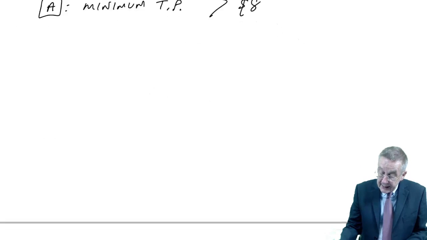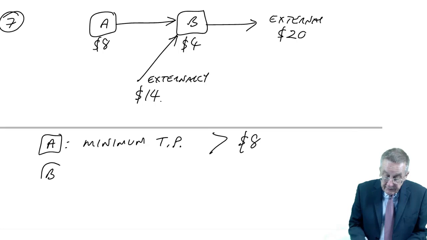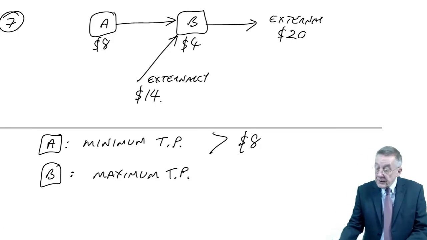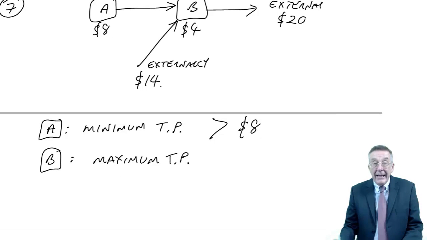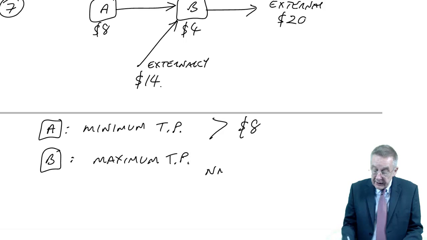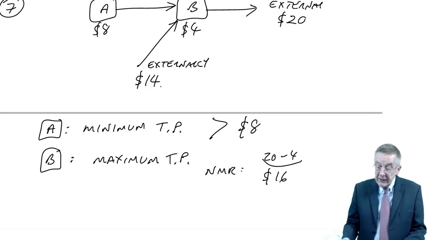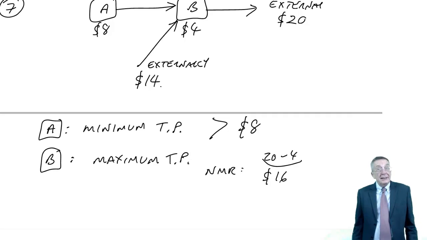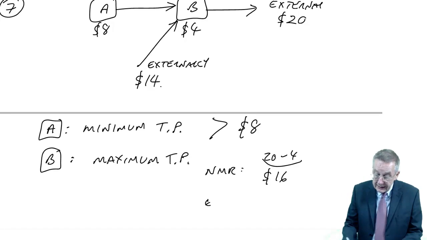What about B? B fixes the maximum transfer price, the most they're prepared to pay. And of course, they'll never be prepared to pay anybody more than net marginal revenue, otherwise it's not profitable. The net marginal revenue, they're selling for 20, their own costs of 4. The net marginal revenue is 16, so they won't pay anybody more than 16, clearly. They can buy, though, for 14, which is fine. It'll be profitable. They can buy externally for 14.